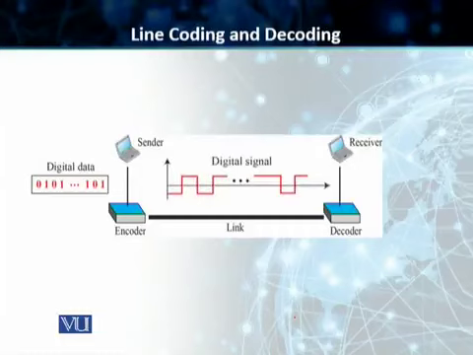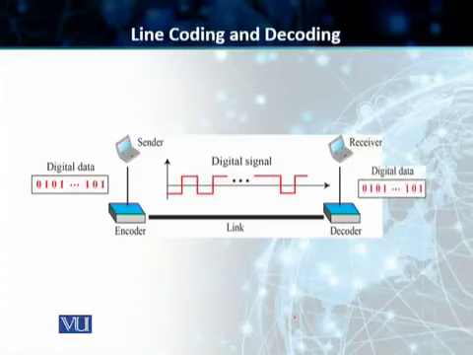Now, students, on the sending end, this digital data is encoded using the encoder, and then the resulting signal, the digital signal, is sent over the link. At the receiving end, this digital signal is then decoded and converted back to digital data and is handed over to the receiver.